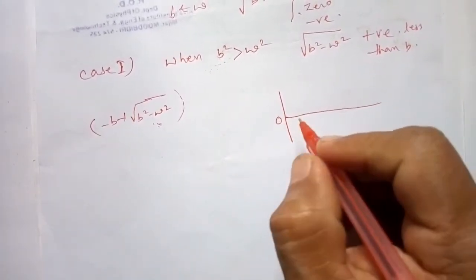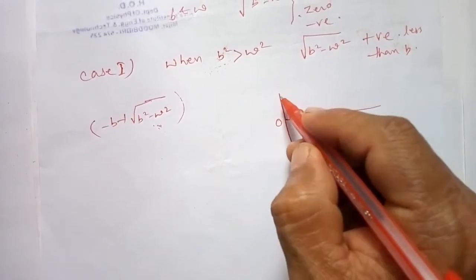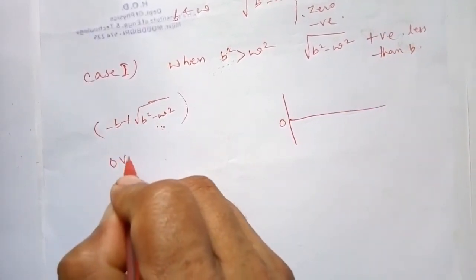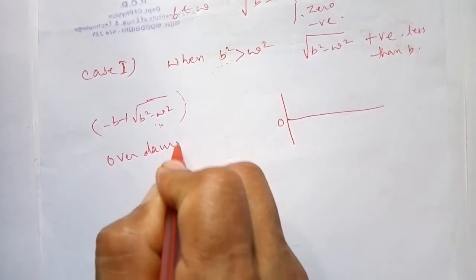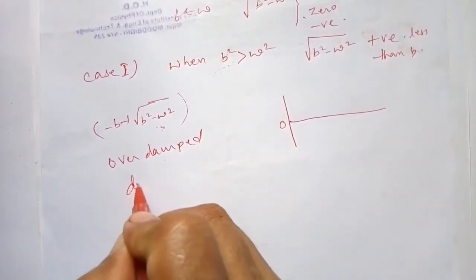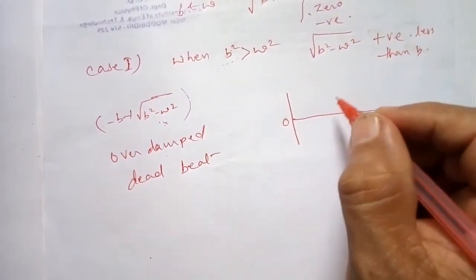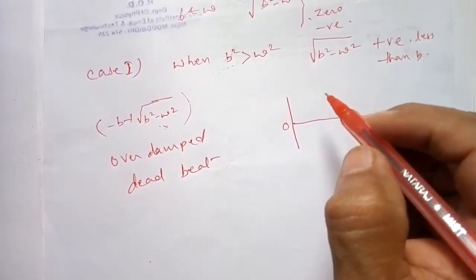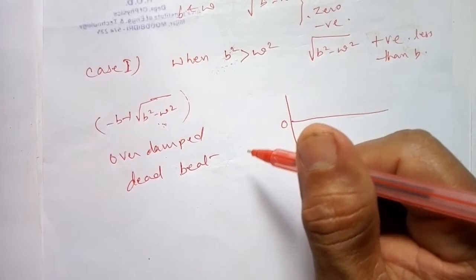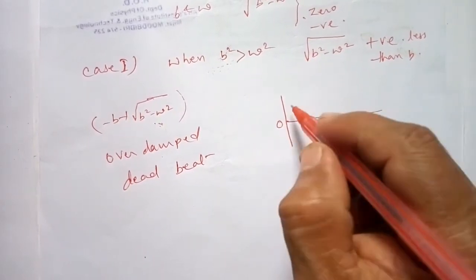So this type of motion is called overdamped. This is known as the overdamped case, or it's also known as deadbeat. There is no oscillation at all. The system never oscillates. Not only that, it takes a long time to return to equilibrium position.